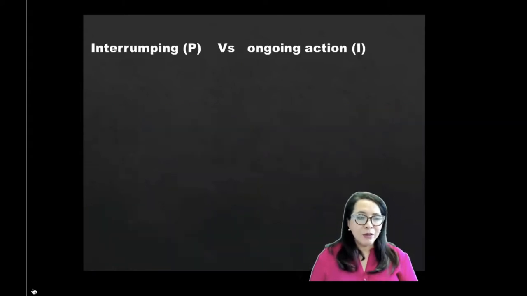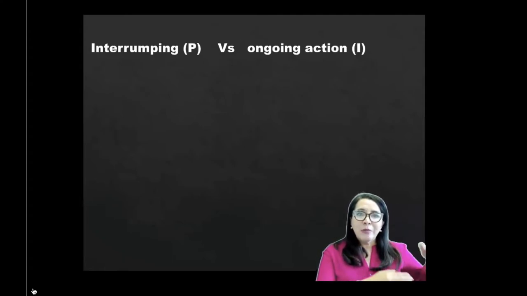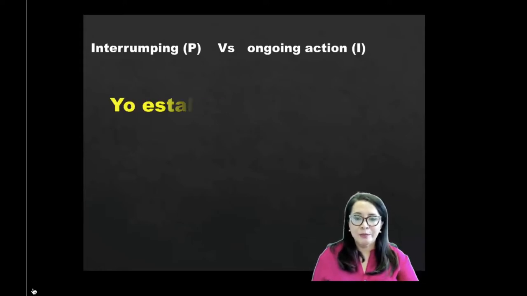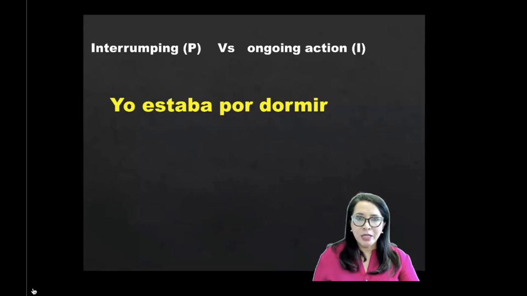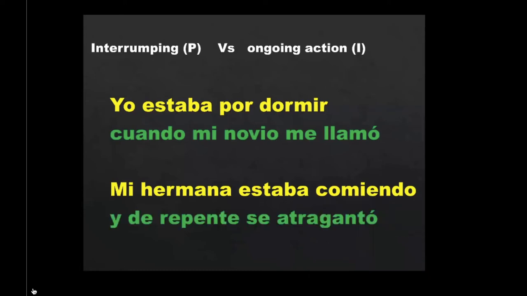Now, when you have those things that were going on, sometimes you're gonna have in a story things that interrupt that ongoing action. So for things that were happening for that ongoing action, you're gonna use the imperfect. And for those things that are interrupting it, then you're gonna use the preterite, like this. Yo estaba por dormir, I was about to sleep, cuando mi novio me llamó, when my boyfriend called. Mi hermana estaba comiendo, my sister was eating. That's what was going on. Think about it in terms of a timeline. Y de repente se atragantó. All of a sudden, she choked on something.